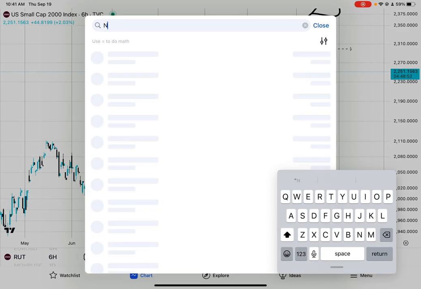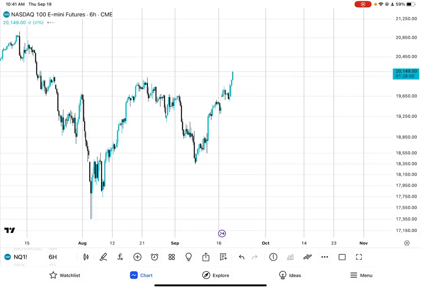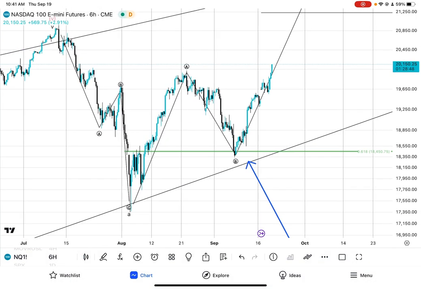Let's take a look at NQ. Okay, NASDAQ is up.